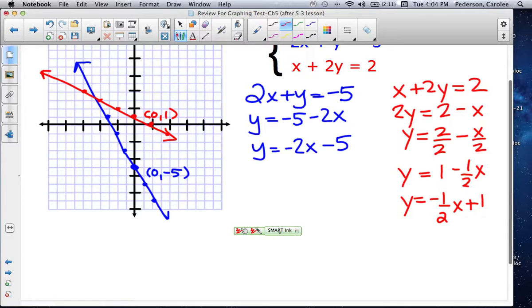And we can see where the 2 points intersect. At -4, 3. There's our point of intersection, which is our solution to our system.